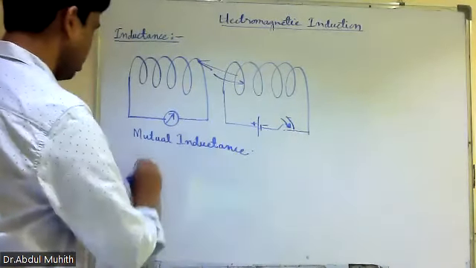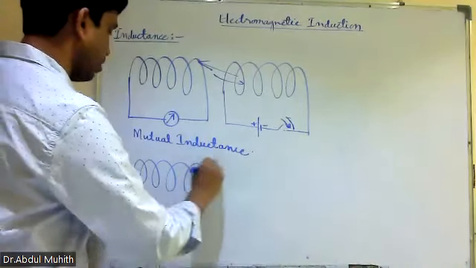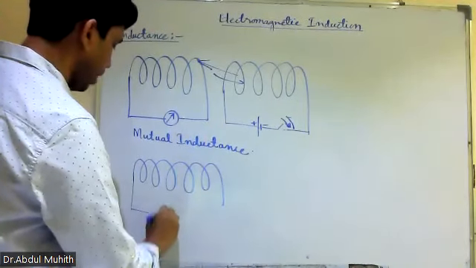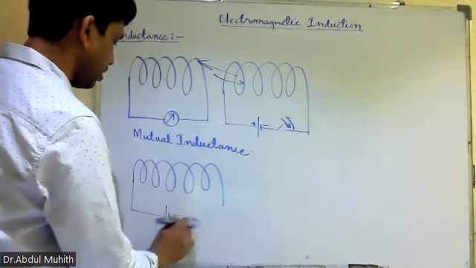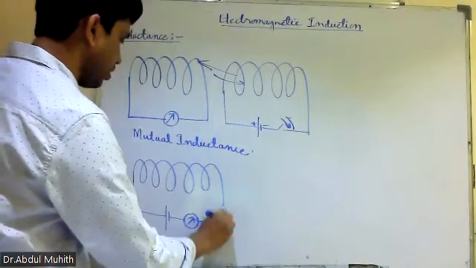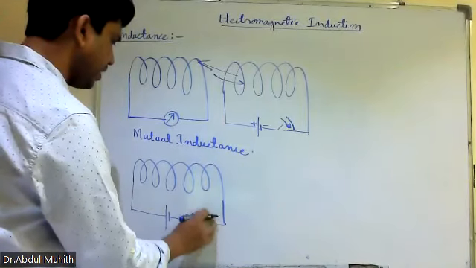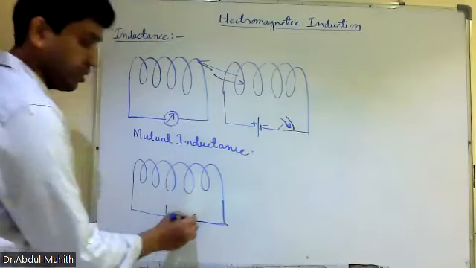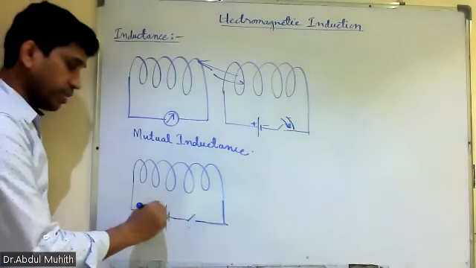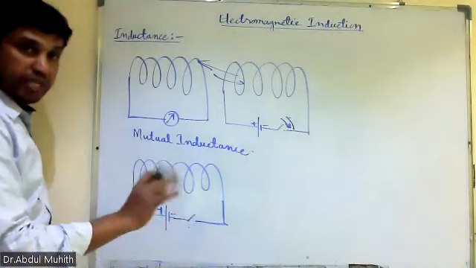Now suppose this is the same coil. I'm connecting a battery, and there is a galvanometer here. Or don't connect a galvanometer also. Now there is a switch, a tapping key here. Again, it's not a switch, but a tapping key, like a bell switch.